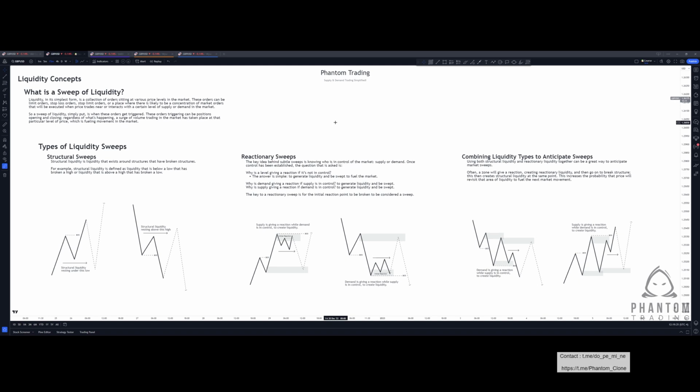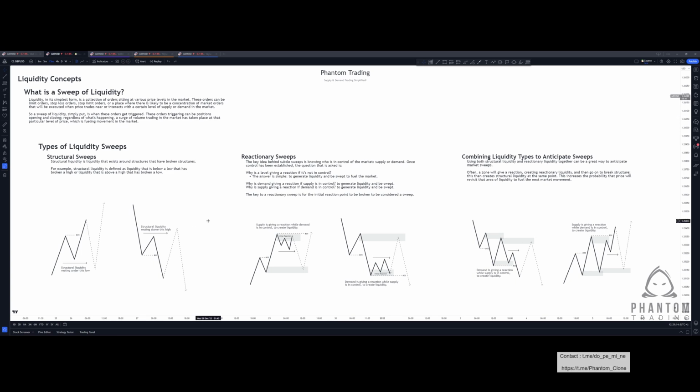So a sweep of liquidity, simply put, is when these orders get triggered. These orders triggering can be positions opening and closing. Regardless of what's happening, a surge of volume trading in the market has taken place at that particular level of price, which is fueling movement in the market.